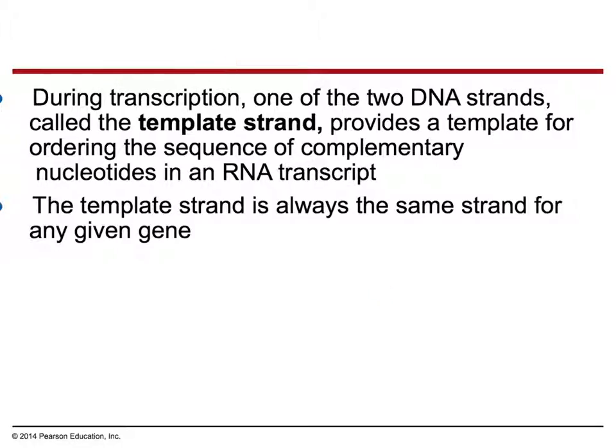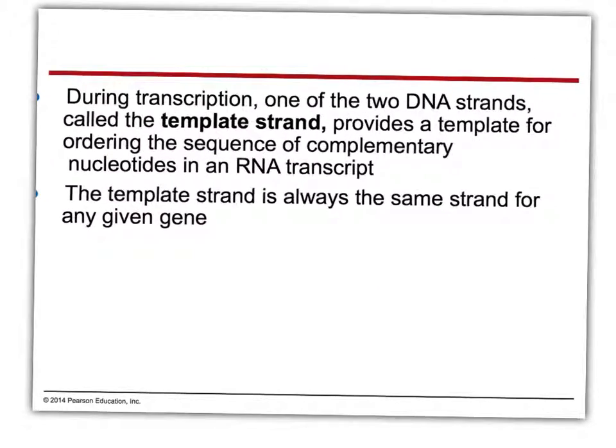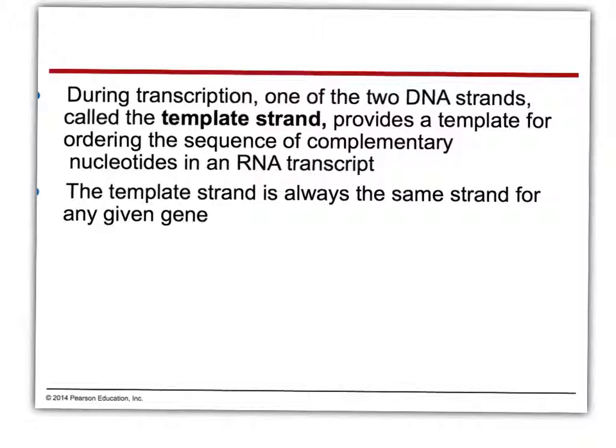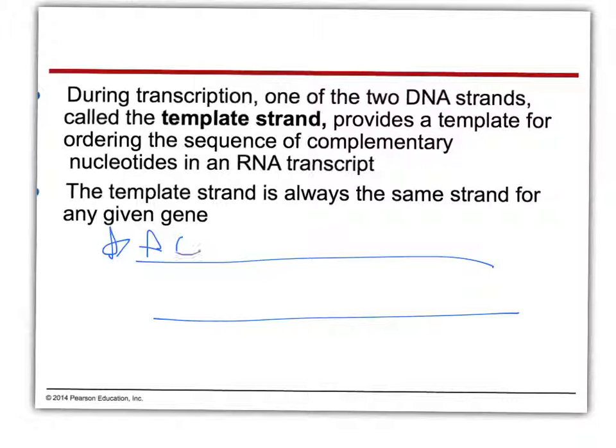Okay, so we went through the template strand, all right? One little thing to note, the template strand is always the same strand for any given gene. Why? If we went back and I said, all right, here's our template strand, and this is A, C, C, T, A, G, G, C. Okay? What's the non-template strand going to be? What's complementary? What's the other strand of DNA going to be?